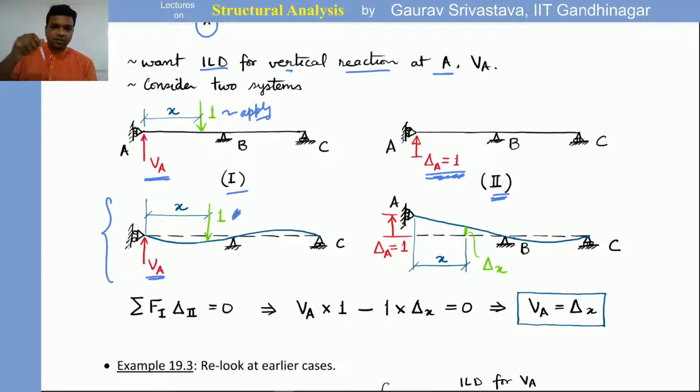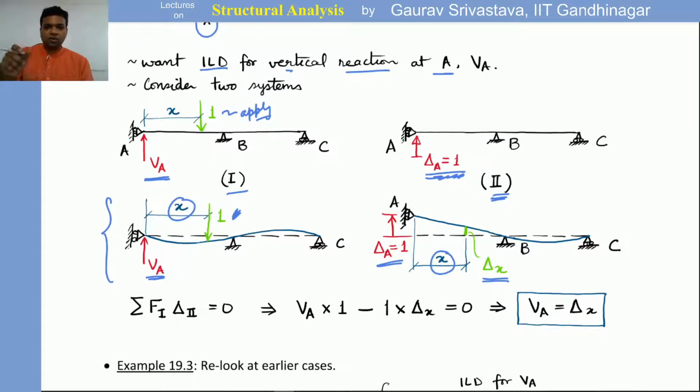Okay, so in system 1, this is the deformed shape. At a location x, our unit load is located, and this VA is there. Okay, in system 2, we have applied a delta A upward of 1 unit, right, and we can measure the displacement at a distance x. Okay, and this x we are saying is the same as the x of the first system, right? What it means is that in system 1 we are applying a unit load there, and in system 2 we are measuring the displacement at the same point.